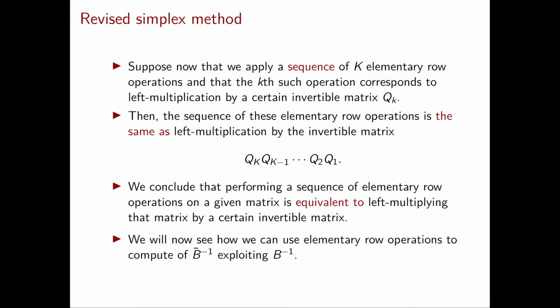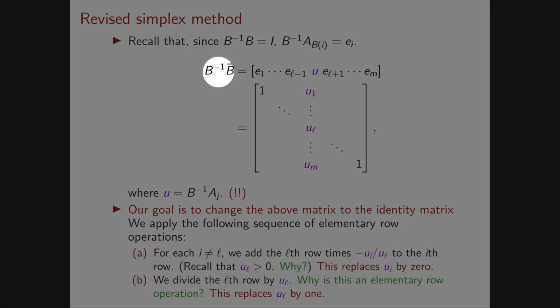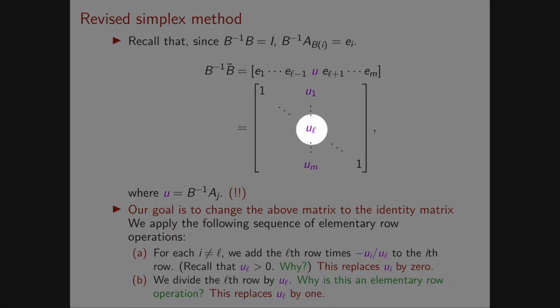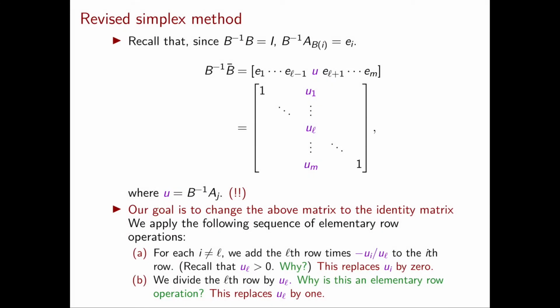Now we will see how we can use these elementary row operations to compute B bar inverse starting from B inverse. We have already seen that B inverse times B bar is this matrix over here, which is obtained from the identity by swapping the lth column with the vector u. Our task now is to perform elementary row operations on this matrix to obtain the identity. In order to be able to do this, it's fundamental to recall that u_l, which is the entry of the u vector which is on the diagonal, is strictly positive. And this follows from the definition of theta star.